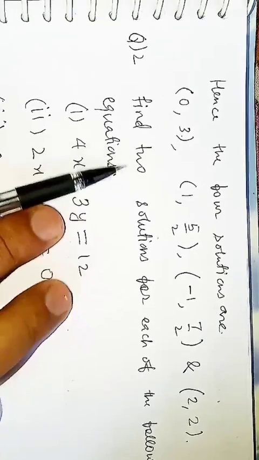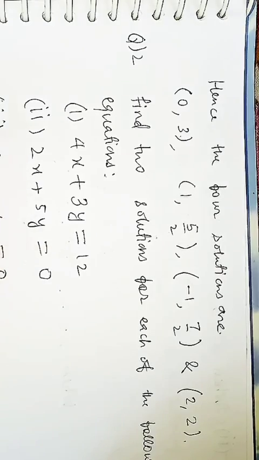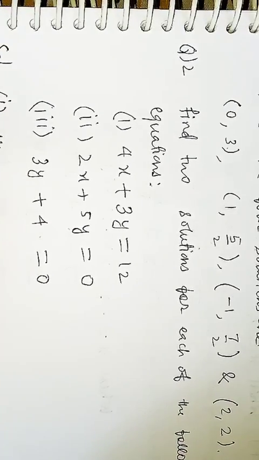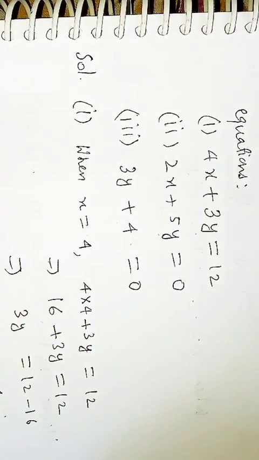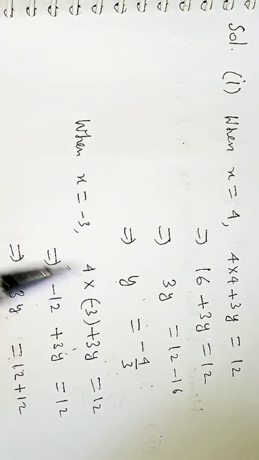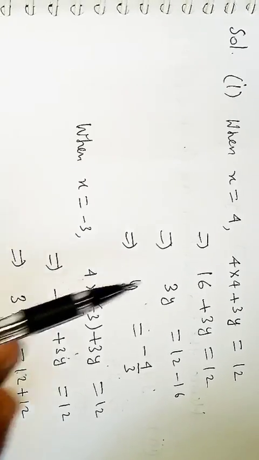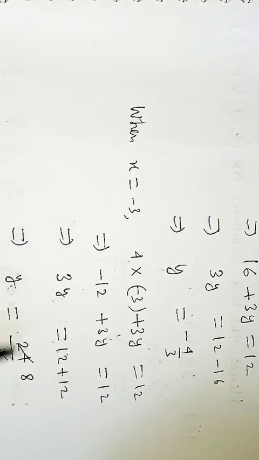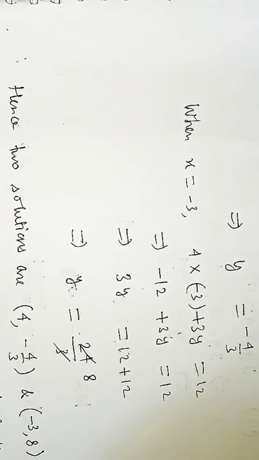So we have these 4 solutions of the given equation. Now find 2 solutions for each of the following equations. Here 4x plus 3y is equal to 12, 2x plus 5y is equal to 0, 3y plus 4 is equal to 0. See, when x is equal to 4, we put 4 here to find y, and y is minus 4 by 3. So we have one solution, 4 comma minus 4 by 3. We take any other real value. There is no restriction. When x is equal to minus 3, we put x as minus 3. Then we have y as 8. So we have this another solution. Hence 2 solutions are 4 comma minus 4 by 3 and minus 3 comma 8.